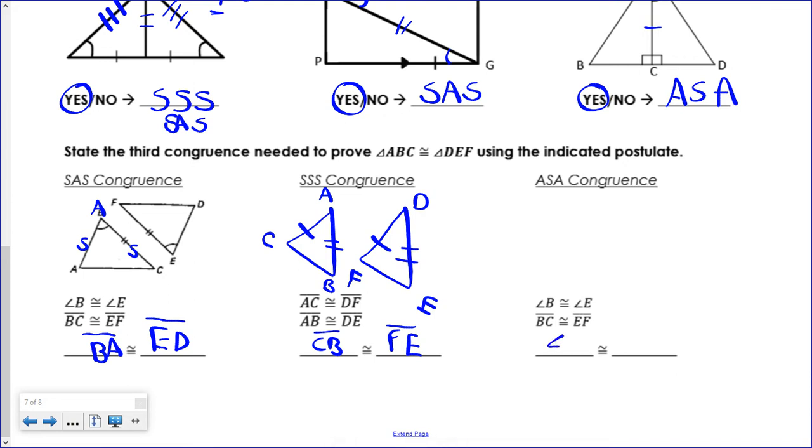C and F. So you should have had angle C is congruent to angle F. That gets you your angle sandwich in the triangles, and then you're good to go. So remember, you have to name and label the triangles very carefully based on these markings. So go slow and be careful.